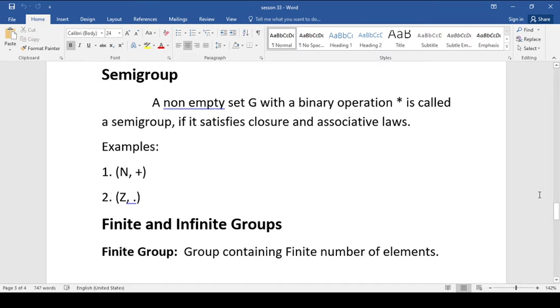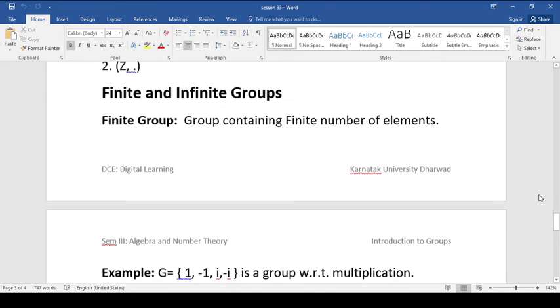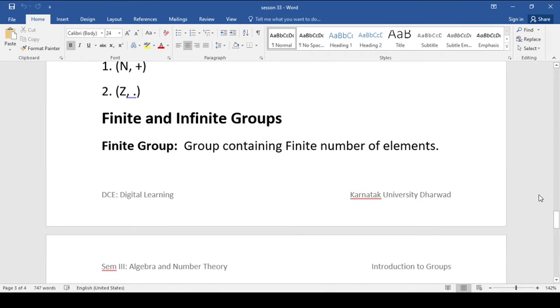Semigroup. A non-empty set G with a binary operation star is called a semigroup if it satisfies closure and associative laws. That means if any set G satisfies only the first two laws, then we are going to call that one a semigroup. Example: set of natural numbers with addition and set of integers with binary operation multiplication are the examples of semigroup. So next we have the concept of finite and infinite groups.